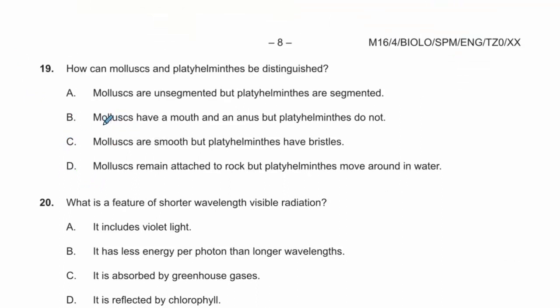19. How can mollusks and platyhelminthes be distinguished? A mollusk is, for example, a snail, and it does have a mouth here, and I think it has an anus somewhere here in the back. But platyhelminthes have a feeding tube, and then they have this strange internal digestion sac with no anus. So all wastes go through the body, so they have no anus. So the correct alternative here is B. Mollusks have a mouth and an anus, but platyhelminthes do not. They only have a mouth.